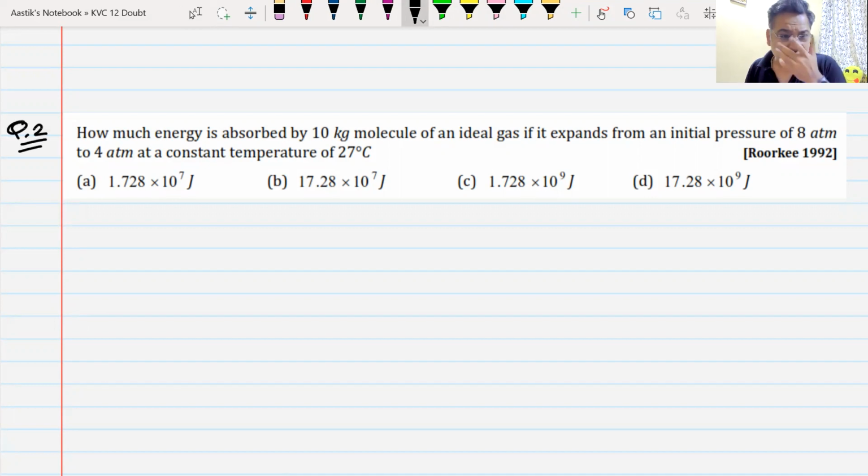This is question number 2. How much energy is absorbed by a 10 kg molecule of an ideal gas if it expands? Forget about 10 kg, take it as number of moles, 10 moles of an ideal gas, if it expands from an initial pressure of 8 atmosphere to 4 atmosphere at a constant temperature of 27 degrees Celsius.